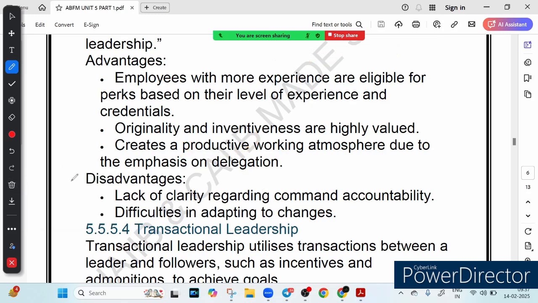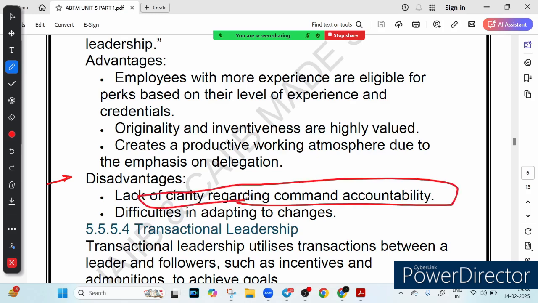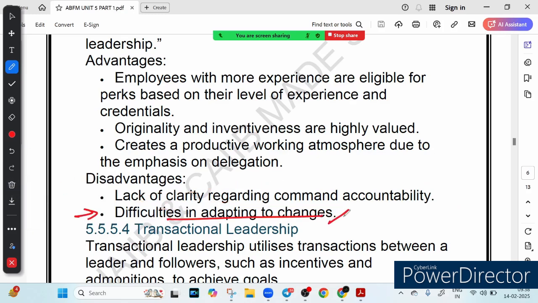But you know, there are some disadvantages also. What kind of disadvantage? The first is confusion about responsibility, that means command, accountability, lack of clarity. It means who is in charge, who is accountable? So this kind of disadvantage arises. And the second kind of disadvantage is the struggle with changes, right? You know that without clear leadership, adapting can be tough.